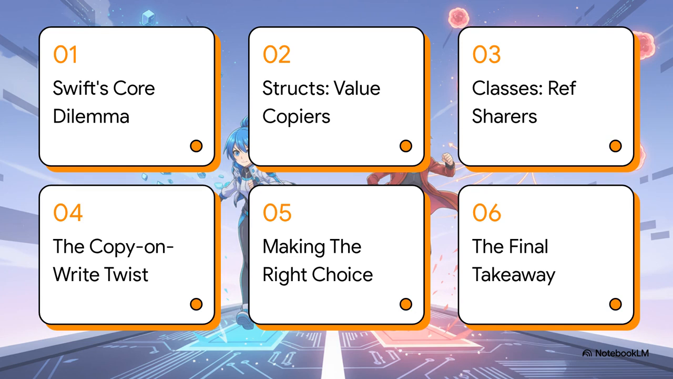Here's a quick look at where we're headed. We'll start with what I'm calling Swift's core dilemma. Then we'll look at structs, which I like to call the value copiers, and then classes, the reference sharers. Then we get to the really cool part, the copy on write twist. It's kind of like Swift's secret weapon. From there, we'll talk about making the right choice in your own code, and we'll wrap it all up with the final takeaway. Let's do it.